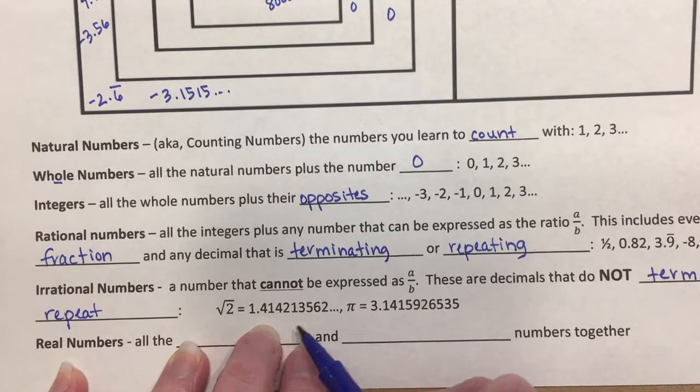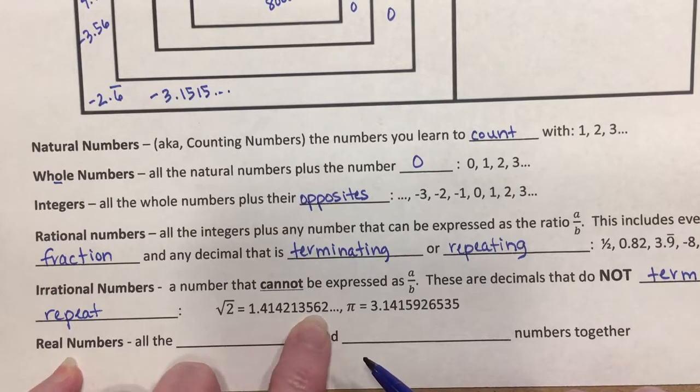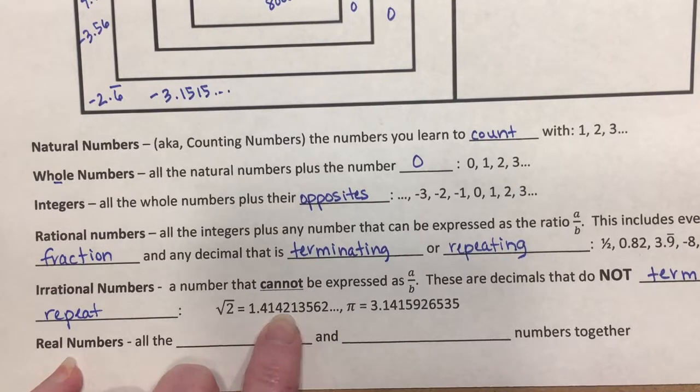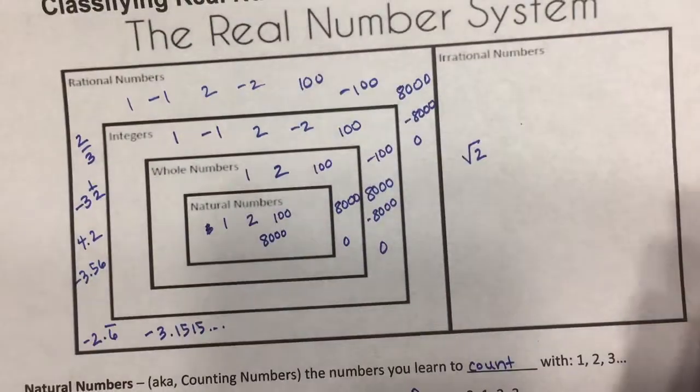So the square root of 2 would be something like this, all right? It's repeating. Some of the numbers show up again, but they never show up in the same order. So this is not repeating. So this is an irrational number, square root of 2 would be an example.